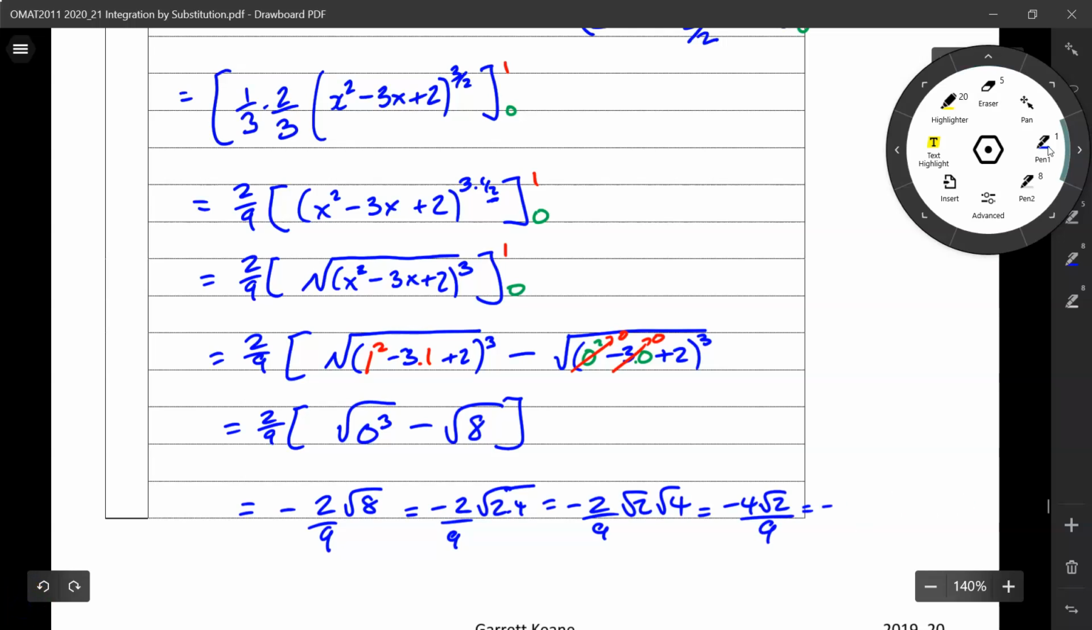If I evaluate this, it gives me minus 5.657 divided by 9. And that gives me minus 0.628. Okay, so that is my final answer. It's minus 0.628.